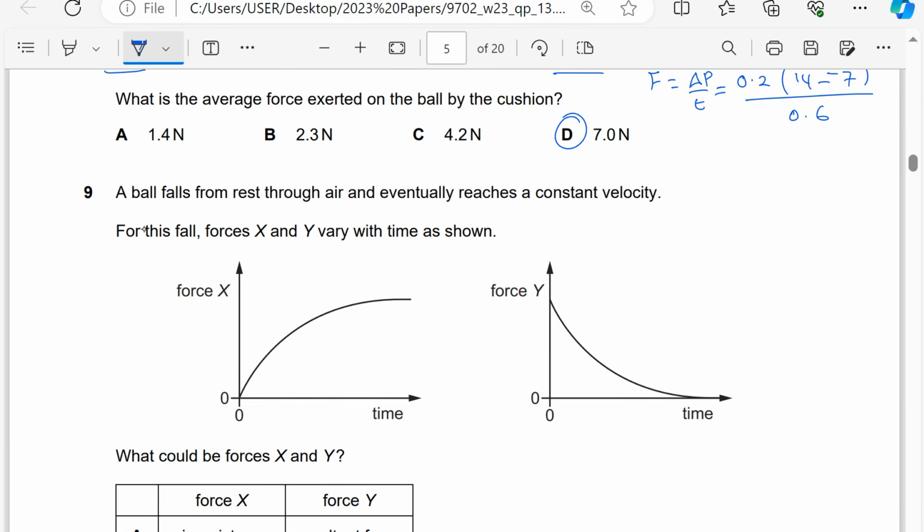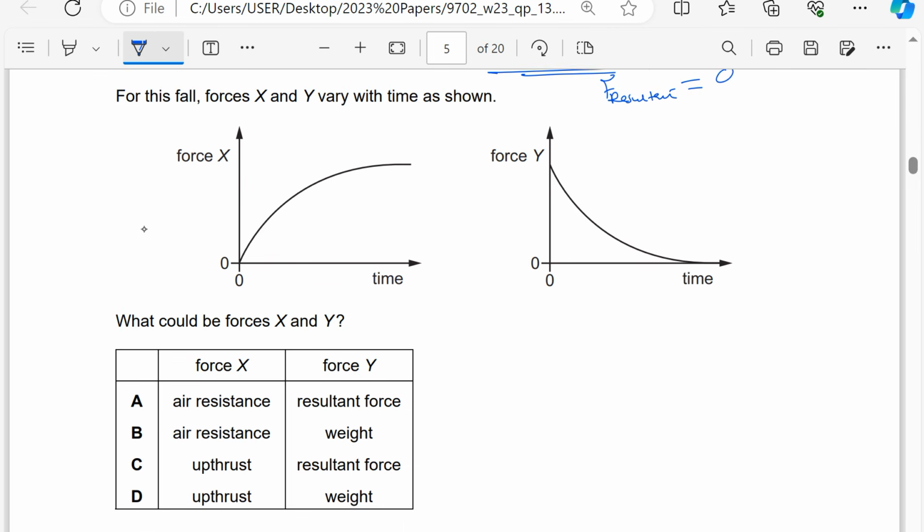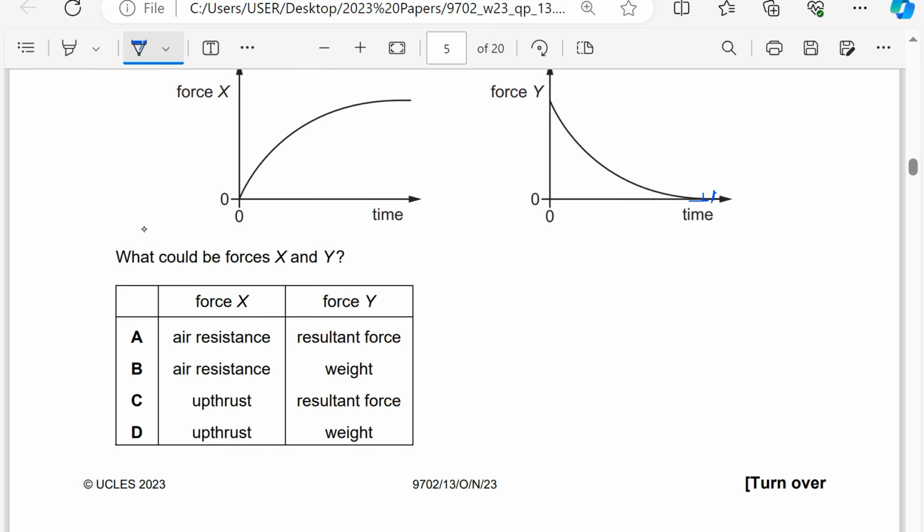The ball falls from rest through air and eventually reaches terminal velocity. Remember, at terminal velocity the acceleration is 0. That means the resultant force tends to 0. At terminal velocity, the resultant force is 0. What could be forces X and Y? When it reaches terminal velocity, the resultant force becomes 0. So force Y should be the resultant force, because we see the resultant force is going to 0, not the weight. Y should be the resultant force.